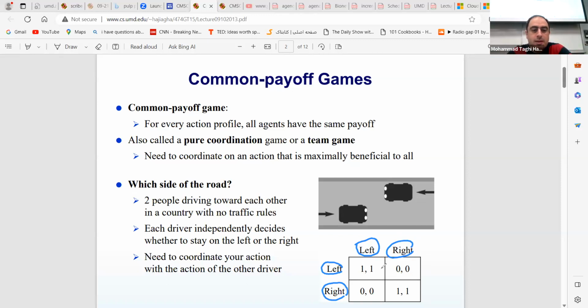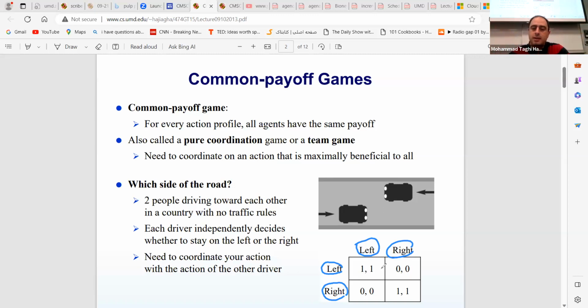An important game is which side of the road. So there are two people driving toward each other in a country with no traffic rule. So each of these people decides to go left or right, I mean, left of the road or right of the road. And there is no particular rule here. So they need to coordinate their actions such that there is no accident.